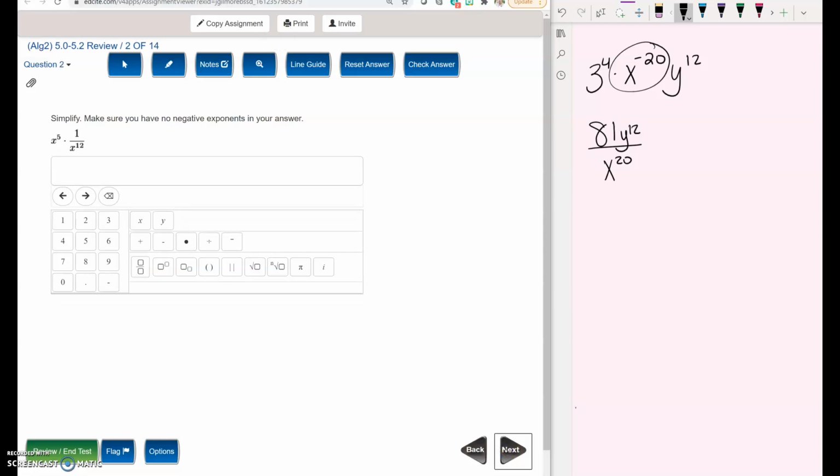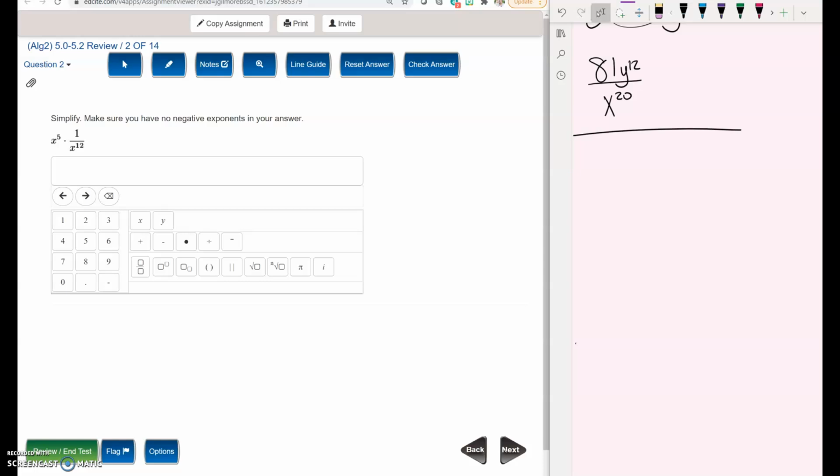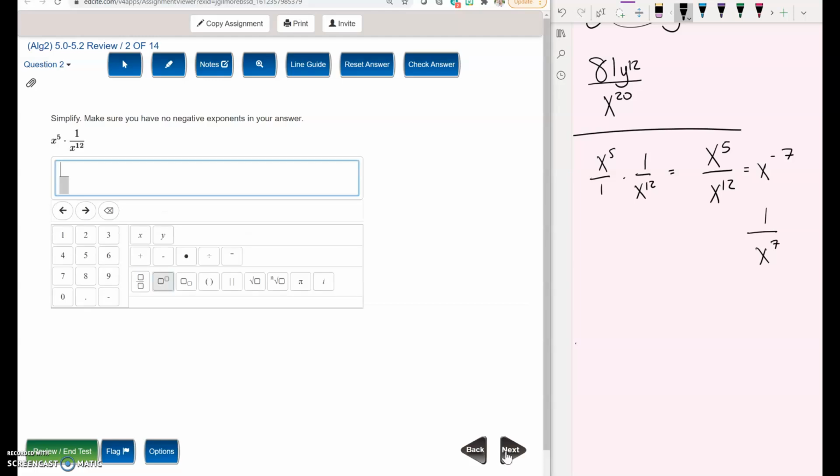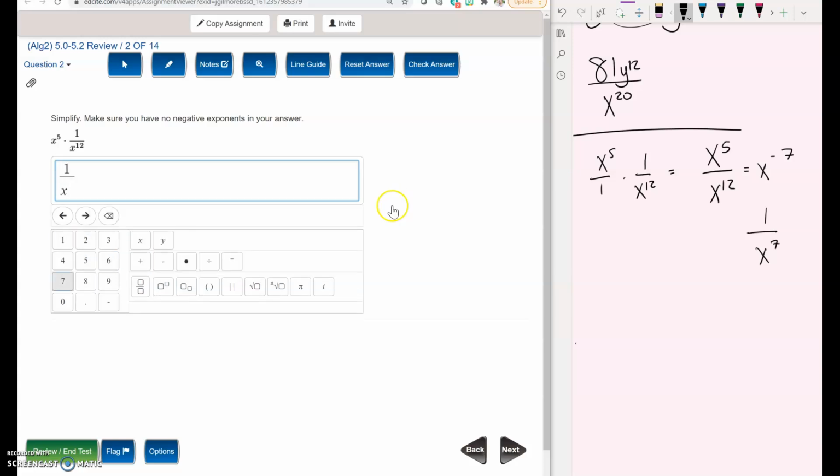This one looks a little bit confusing, but it just means x to the 5th over 1 times 1 over x to the 12th. So really this is the same as x to the 5th over x to the 12th. Division, so we would subtract our exponents. That would be x to the negative 7th. Negative exponents have to move, so this is going to become 1 over x to the 7th. So fraction button, 1 over x raised to the 7th.